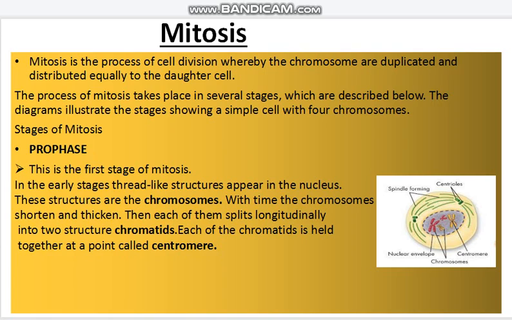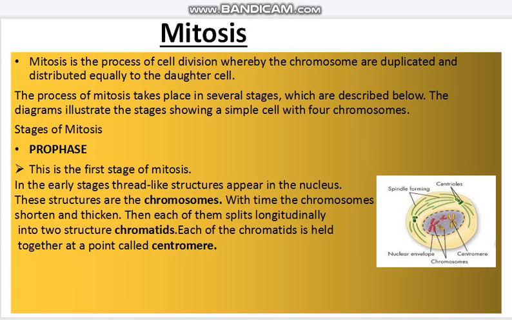Mitosis is the process of cell division whereby the chromosomes are duplicated and distributed equally to the daughter cells. This is the part of growth in which the cells are dividing. This process makes an increase as there is production of other daughter cells.